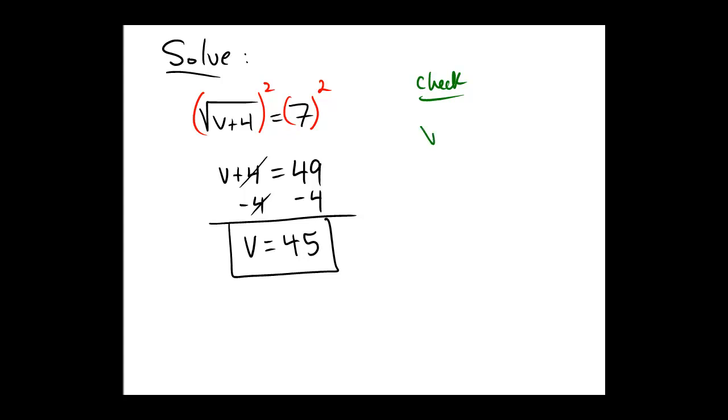So the square root of v, which we think should be 45, plus 4, is that equal to the number 7? 45 plus 4 is 49, and the square root of 49 is 7. So our check worked out, and this is a correct answer. The final answer is v equals 45.